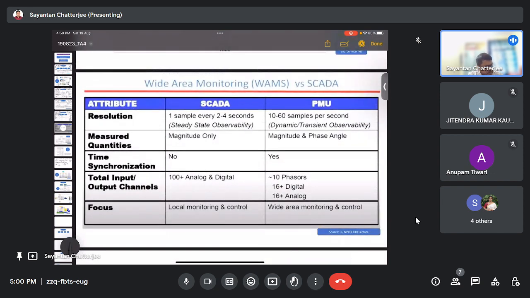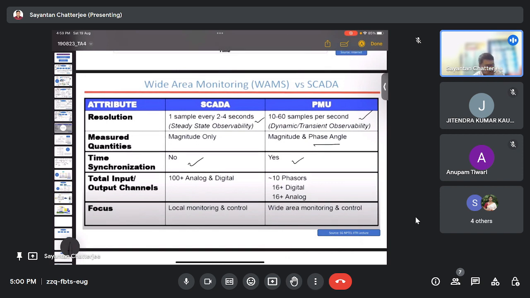So this is from the slide itself, where the resolution is 2 to 4 seconds, 10 to 60 samples, where the PMU's advantage is magnitude and phase angle, that I have also discussed. The time synchronization, yes, right? Here we have 100 plus analog, and here we have these 10 phasors, 16 digital and analog channels. So 16 plus mainly. And this is local monitoring, this is wide area monitoring.